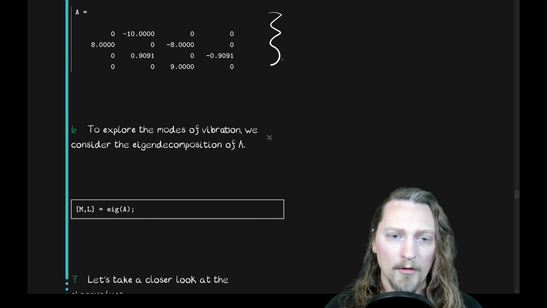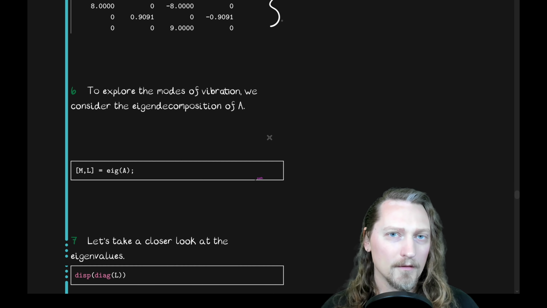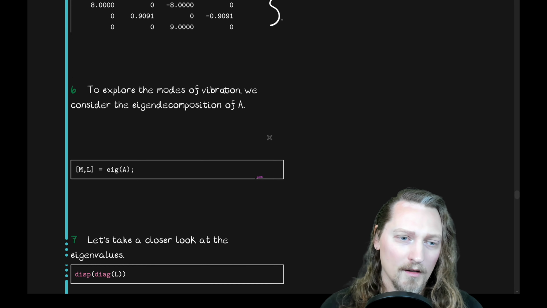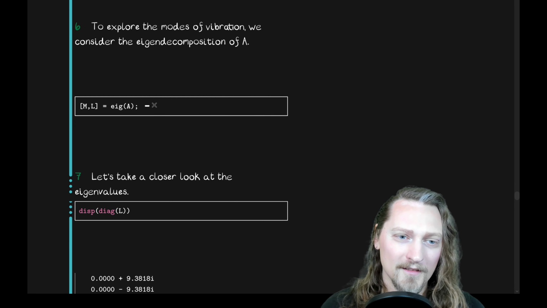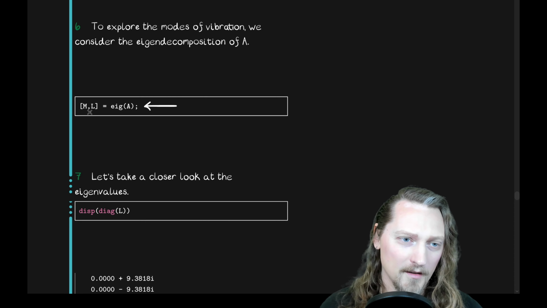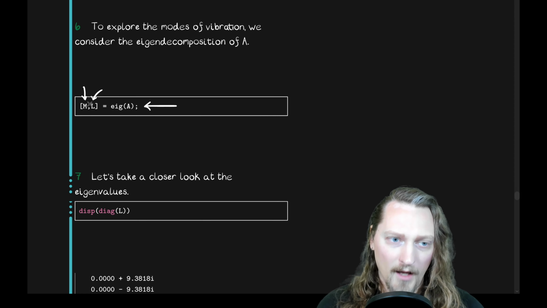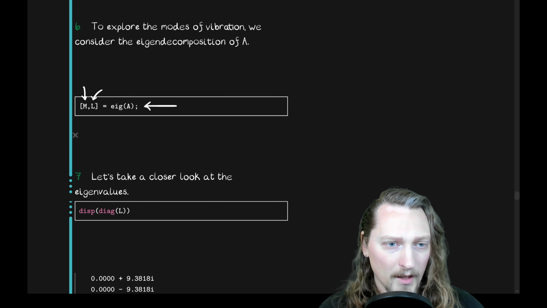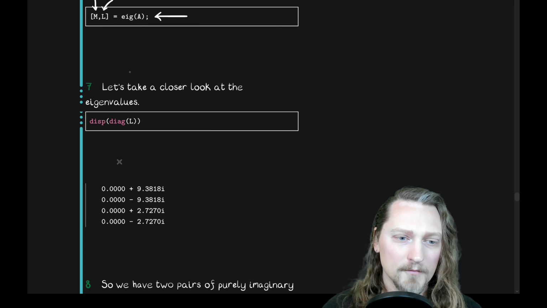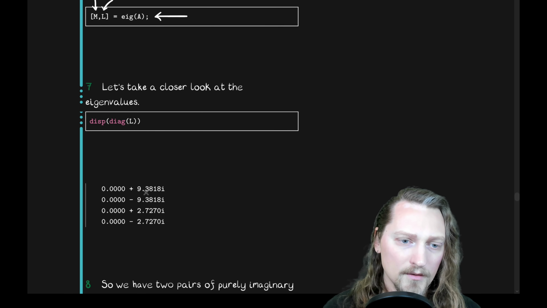Great. So, to explore the modes of vibration, consider the eigendecomposition of A. We know that in MATLAB, we can simply use the eig function, and it will return two different variable definitions, which will be L, the eigenvalue matrix, and M, the modal or eigenvector matrix. So we get those two matrices back. Let's go ahead and print out the eigenvalues.